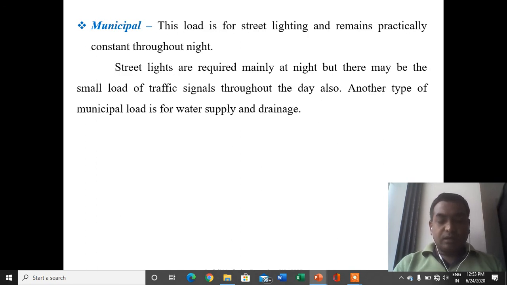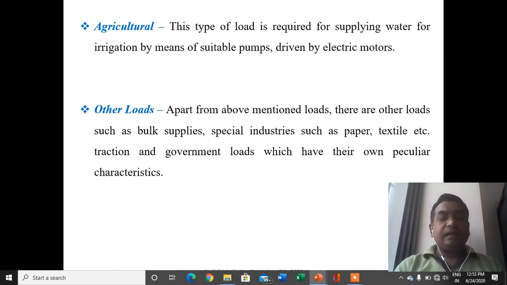Municipal loads are loads related to street lights, traffic lights, and pumping systems required for water supply. They are generally constant loads. Agricultural loads are loads of electrical motor pumps which are required for irrigation purposes. Apart from the above mentioned loads, the rest come under other load categories like traction load and other government loads, etc.